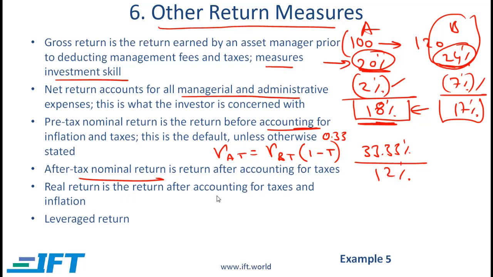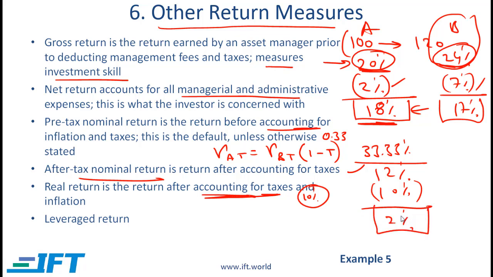The real return is the return after accounting for taxes. Here, by accounting for, we mean subtracting. We've already subtracted taxes here. If we also subtract inflation, let's simplistically say that inflation is 10%, and we are subtracting the 10% number and end up with 2%, then this 2% is the real return. This is the return that we get after taking into account inflation and after taking into account taxes. So ultimately, this return is what investors are most concerned with.